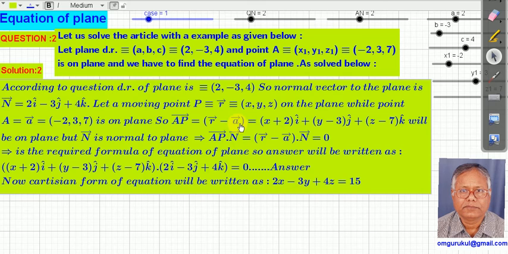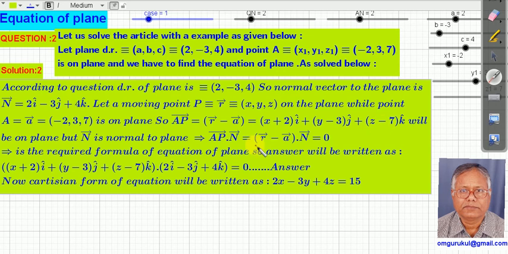Now put the value, you will get x plus 2i, y minus 3j, z minus 7k. Sorry, point A is here now. So x plus 2i, y minus 3j, z minus 7k. It is the vector AP. Vector n is normal to the plane and vector AP is on the plane.